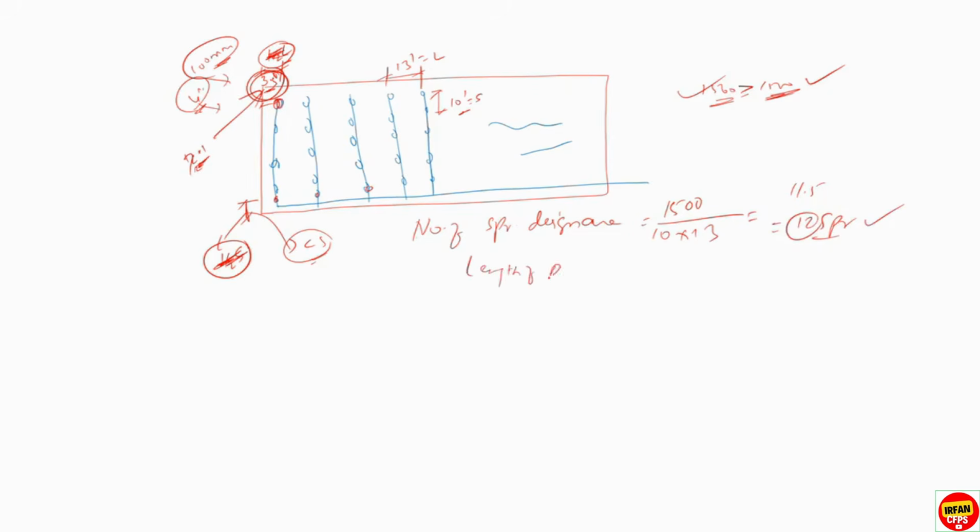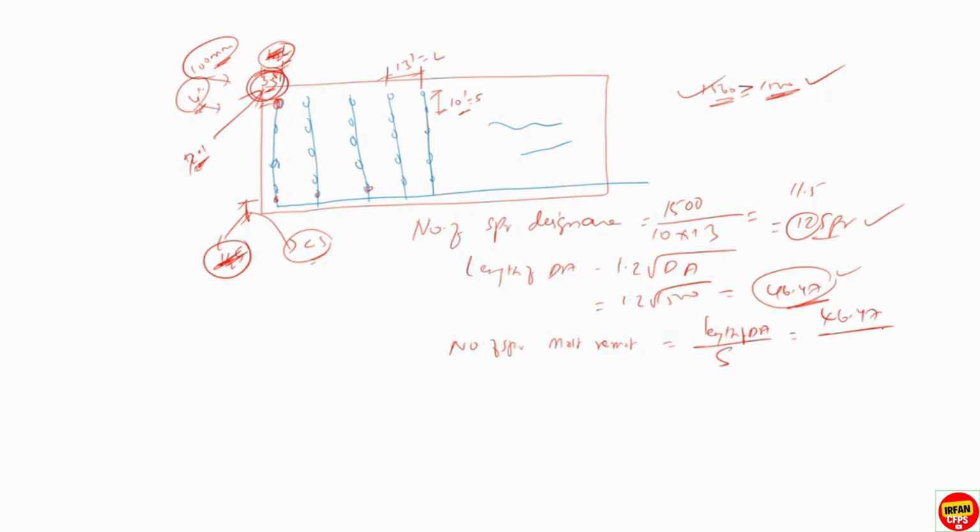And length of the design area is 1.2 times root design area. 1.2 into root 1500, we get 46.47 feet. This also we know. Now number of sprinklers on the most remote branch line is length of the design area, this also you know the formula, divided by S. So 46.47 divided by 10, S is 10, right? So we got 4.64, so it means 5 sprinklers we consider.